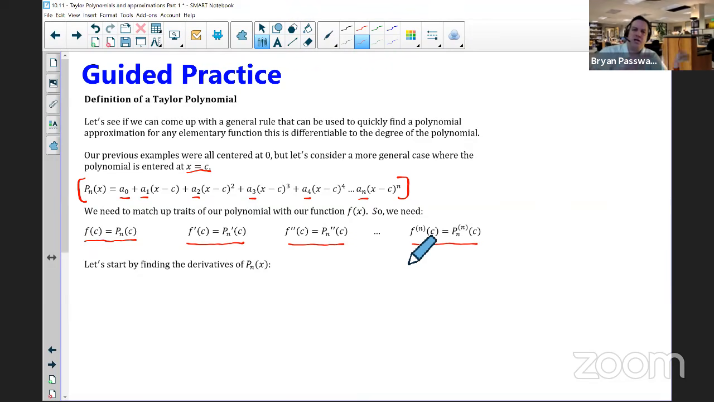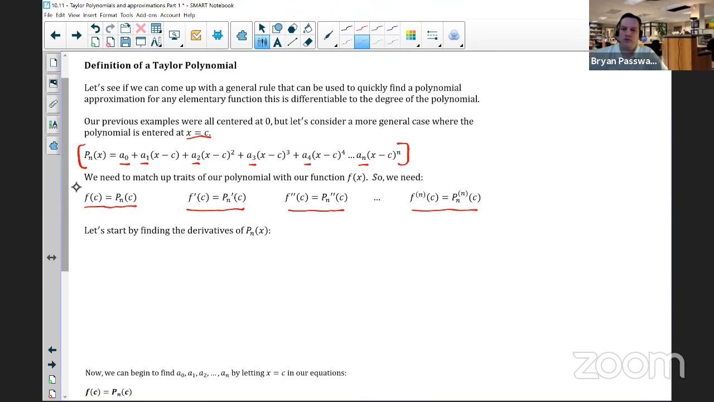And if we keep matching up those things, we keep cloning those properties, then our polynomial will look more and more like the true function that we're trying to replicate, right? And so we do that by setting these things equal. That's how we're going to find all of those a values. And so we're going to do that by finding the derivatives, right? We know what p is.